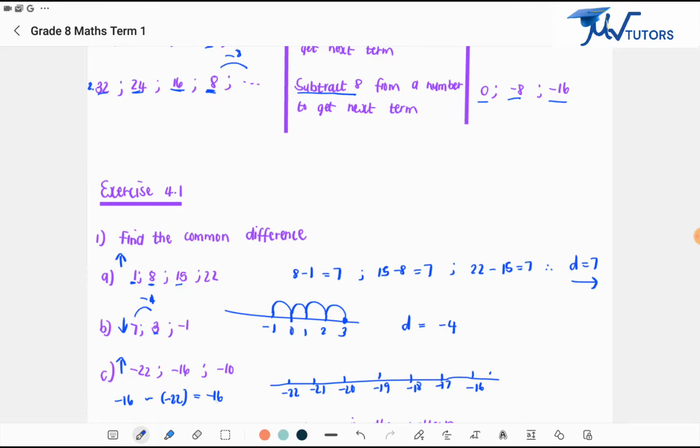And a minus and a minus create a plus. So it's negative 16 plus 22. That's how you're going to get your answer. But let's see. If I go from negative 22 all the way to negative 16, what would I have added? So I would have added 1, 2, 3, 4, 5, 6. See, I needed a positive 6.